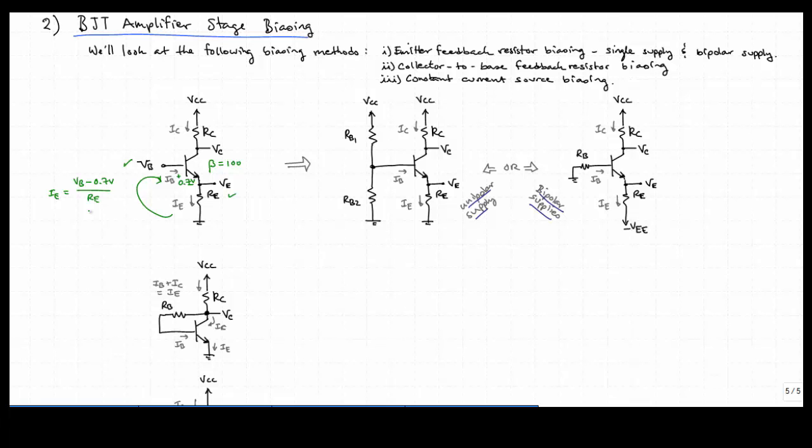So if we had, for instance, 3 volts, and if we had 5K here, then we would have 3 minus 0.7 would be 2.3 volts over 5 kiloohms, which would be, what would that be, 460 microamps, I believe.